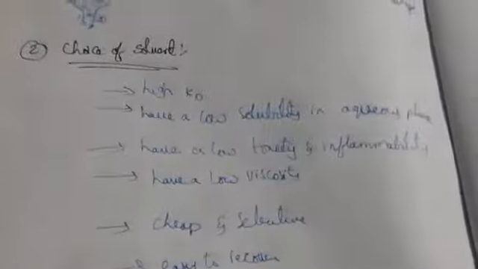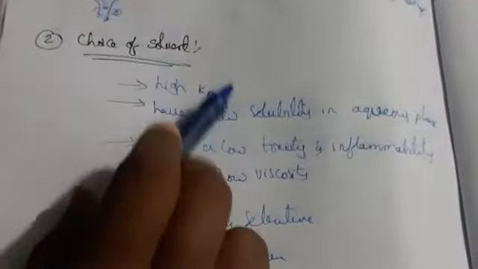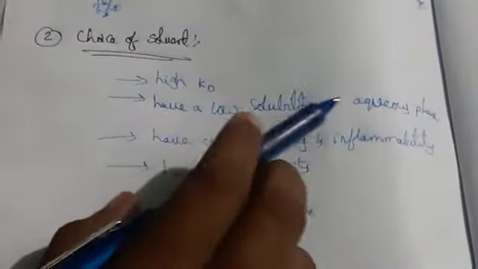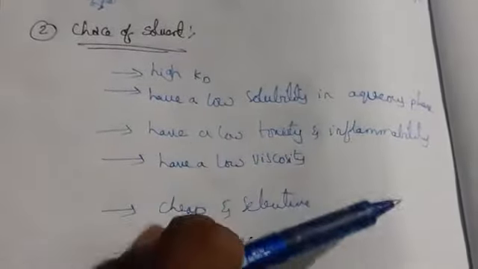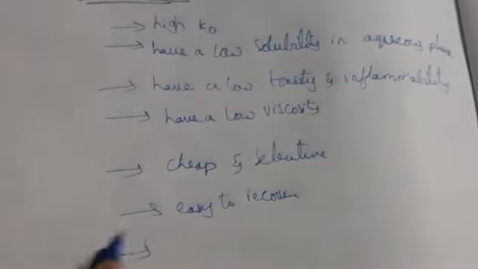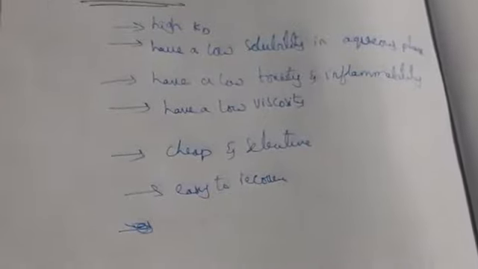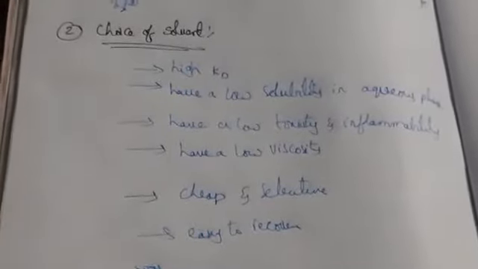So only if you have these conditions should you take the solvent. What is the first condition? We should have a high partition value, a low solubility in the aqueous phase, and low toxicity, viscosity and inflammability. It should also be cheap, selective and easy to recover, so that when you add the solvent, it can easily form the solute molecules again. Those are the things we choose the solvent by. So this is the second factor.